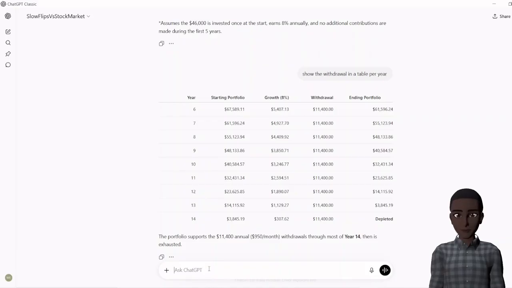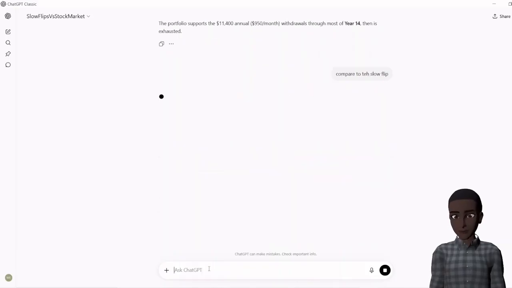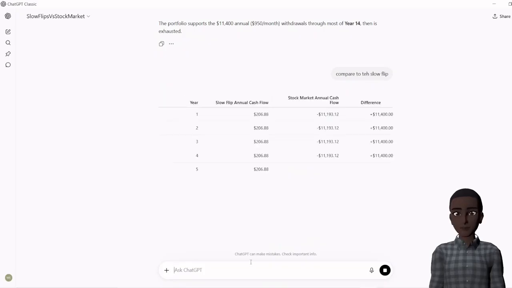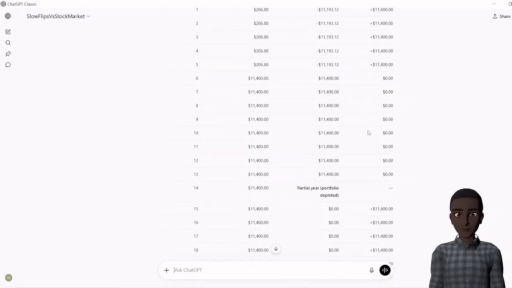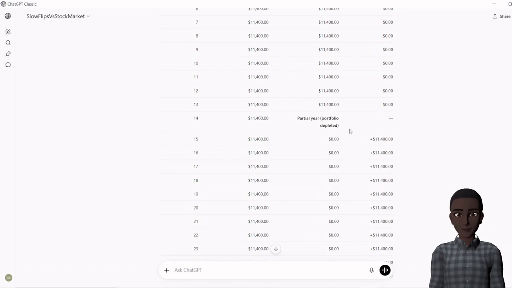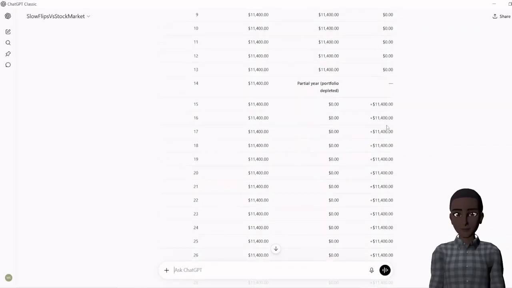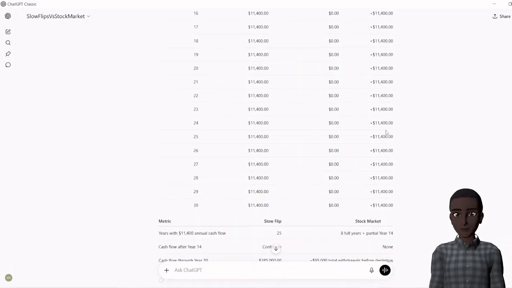And now we could say compare to the slow flip, and you will see in the side by side that you've got one in which the money stops and the other in which it continues. So here we've got it at year 14, thereabouts. There's no more money in the stock market, but in the slow flip, you can keep going right up until year 30 because you're continuing to receive your payments.